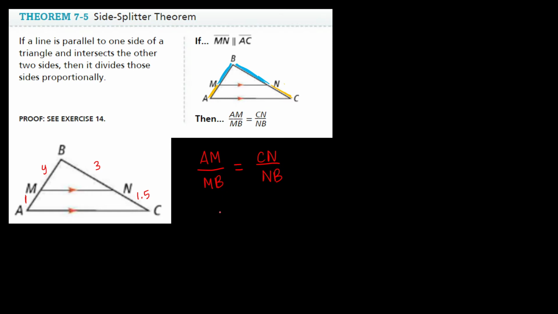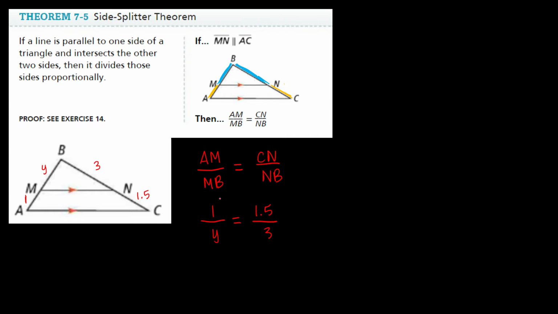So let's fill in what we know. We know that AM is 1. MB, we do not know that value yet. We're going to replace that with y. And then CN is 1.5. And NB is 3. So quick review of solving proportions.